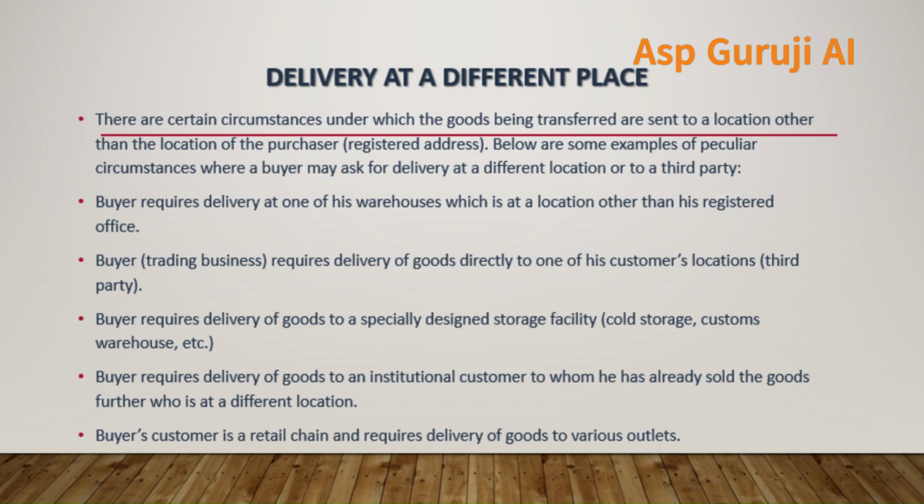Buyer requires delivery at one of his warehouses which is at a location other than his registered office. Buyer, in a trading business, requires delivery of goods directly to one of his customers' locations, a third party. Buyer requires delivery of goods to a specially designed storage facility, such as cold storage, customs warehouse, etc. Buyer requires delivery of goods to an institutional customer to whom he has already sold the goods further, who is at a different location. Buyer's customer is a retail chain and requires delivery of goods to various outlets.